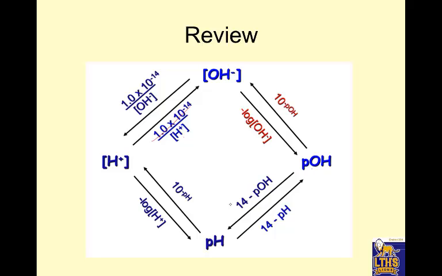So here are the formulas that you use if you start here to get there. Follow the arrow. If you start here, you do 14 minus that to get pOH. If you're given pOH and you do 14 minus pOH, you get pH. So follow the arrows and use that formula to get what's missing.